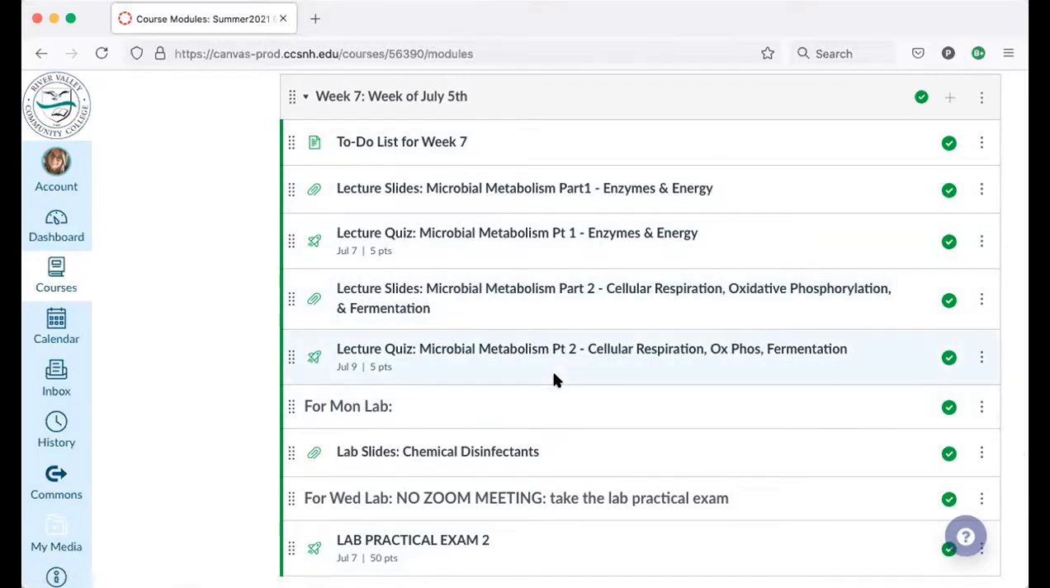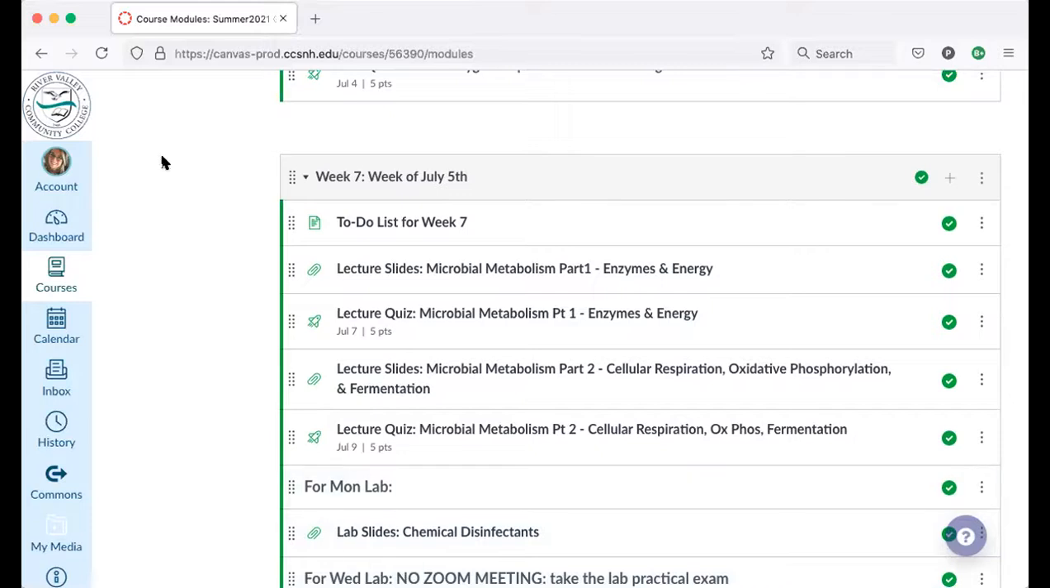Now we'll meet on Monday for lab, and we will continue talking about controlling the growth of microbes, but we're going to move on to chemical methods that we use to control microbes in our environments. So that will be on Monday. Take note that there is no lab on Wednesday next week because you have your next lab practical exam. So that's coming up next week.